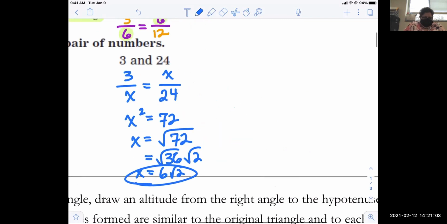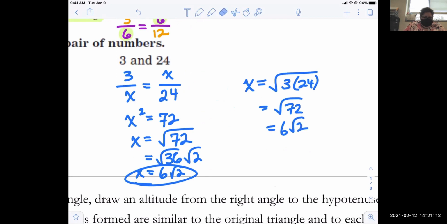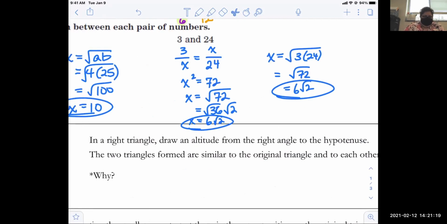And again, the other way, probably easier, square root of 3 times 24 would give you the same thing, square root of 72, 6 root 2. It'll give you the same answer no matter which way you do it, but I want you to understand how they are the same. You could do it either way, and it should still make sense.